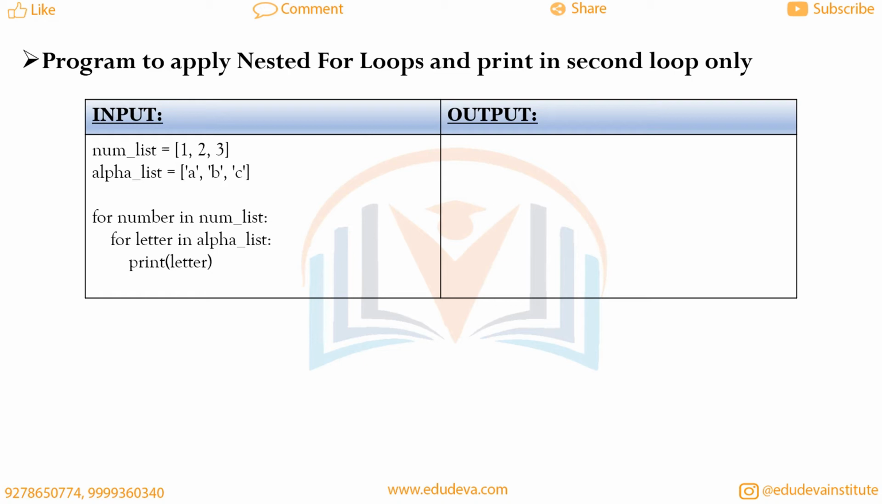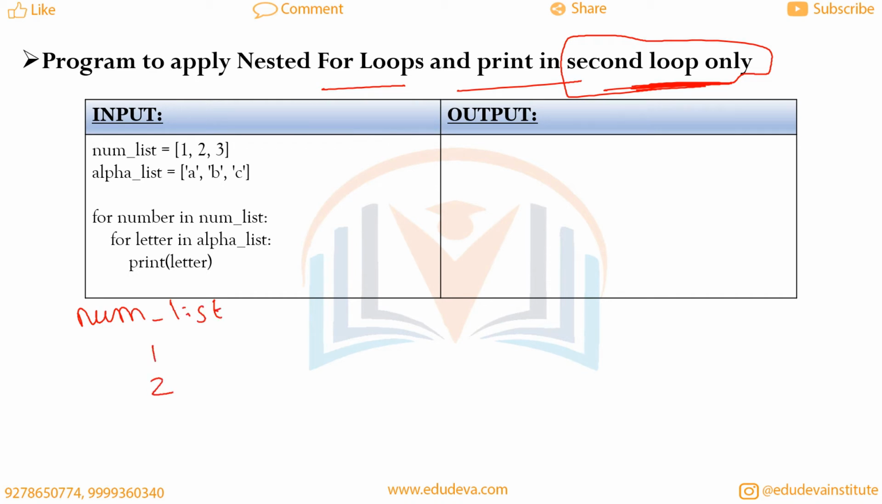Now we will apply nested for loops, but this time we will include the print statements in the second loop only. We will not include any print statement under the first for loop. Here given is the same list, which is num list, with the values 1, 2 and 3, and under the alpha list the values given are A, B and C.